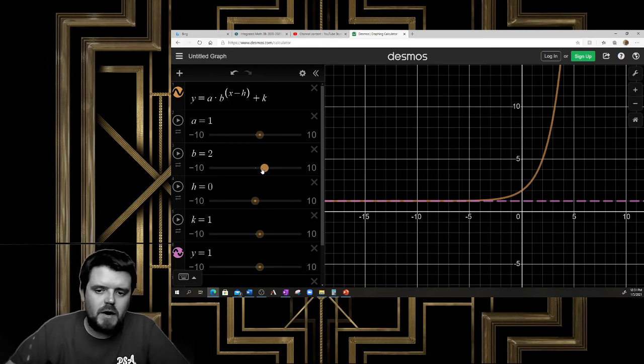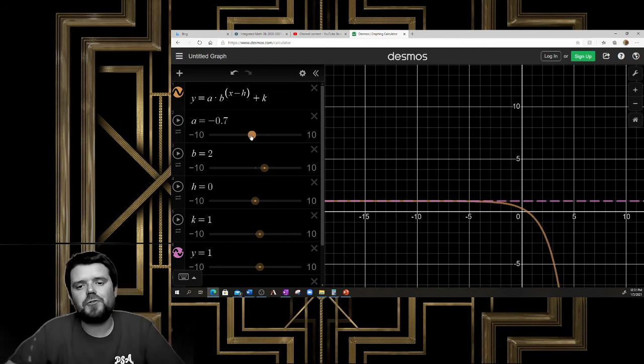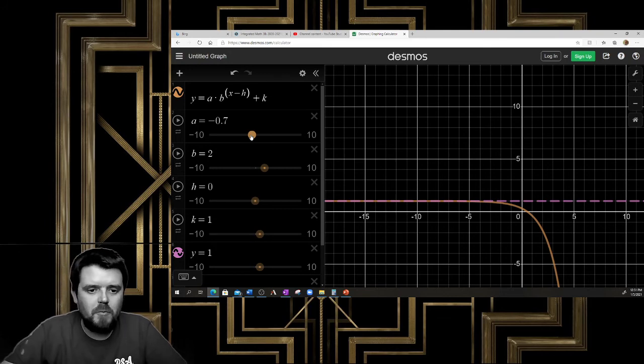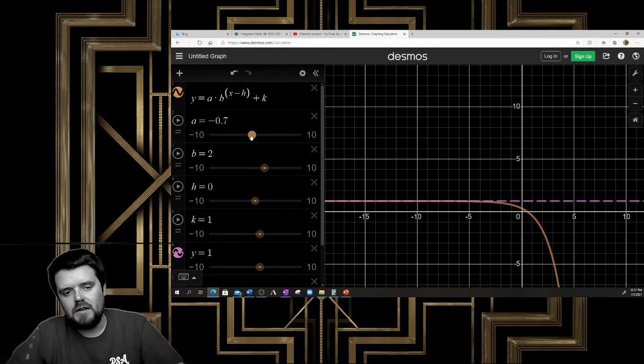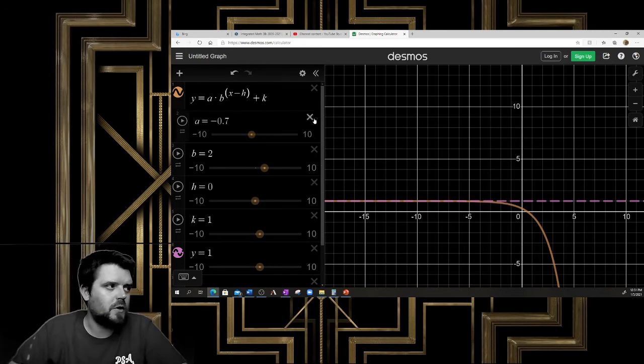The one other transformation you're asked to identify is a reflection. In this case, I'm showing you y equals 2 to the x plus 1. But if I change the leading coefficient, just like any other function family, to be negative, then it's going to reflect the graph across whatever my asymptote is. It won't always be the x-axis. If it's the parent function, yes. But whatever the asymptote is, when I change a to be negative, it's going to reflect that graph. So that's one other transformation that you need to be familiar with as you're going through this assignment.